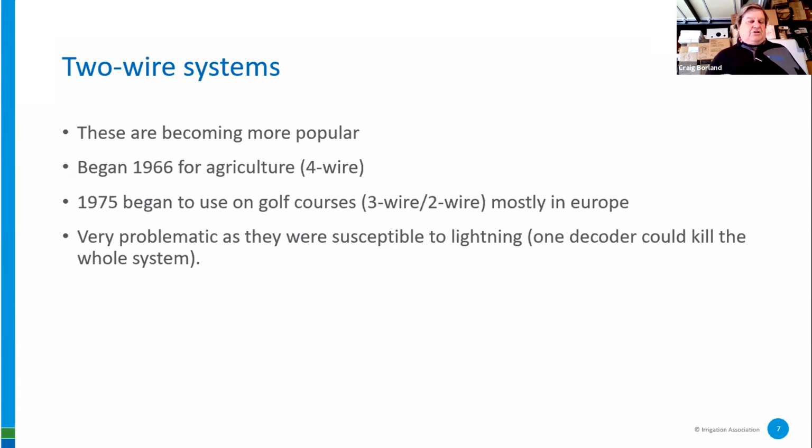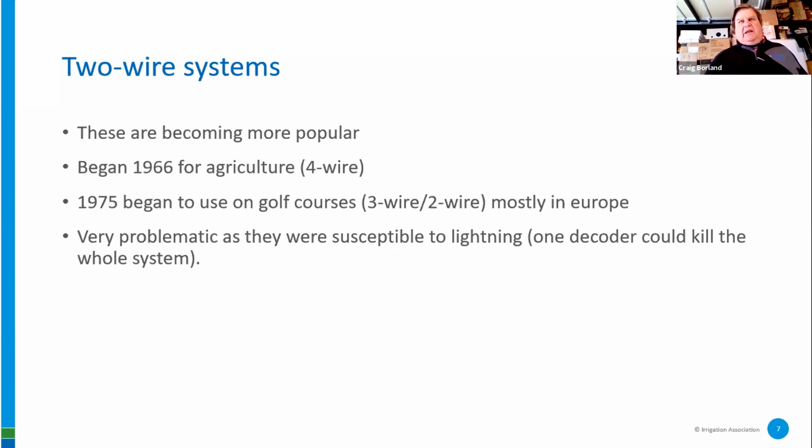So it really wasn't a two-wire system per se, though we still refer to it as such. In 75, we started seeing it used quite heavily in golf courses because one of the best selling points of two-wire is you could splice into it and add on to it without having to run wire all the way back to the irrigation controller.